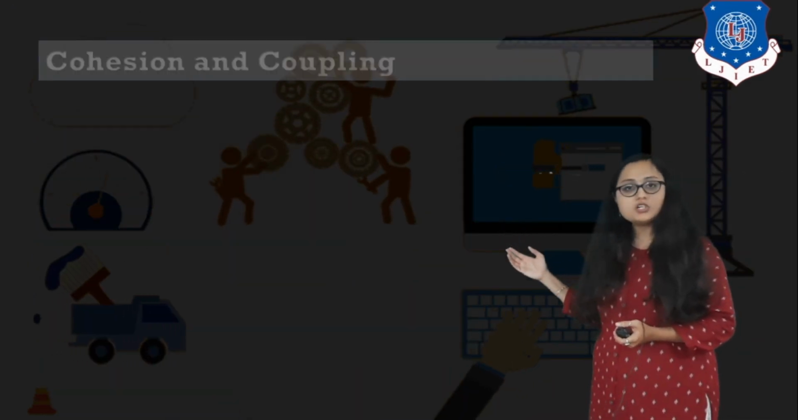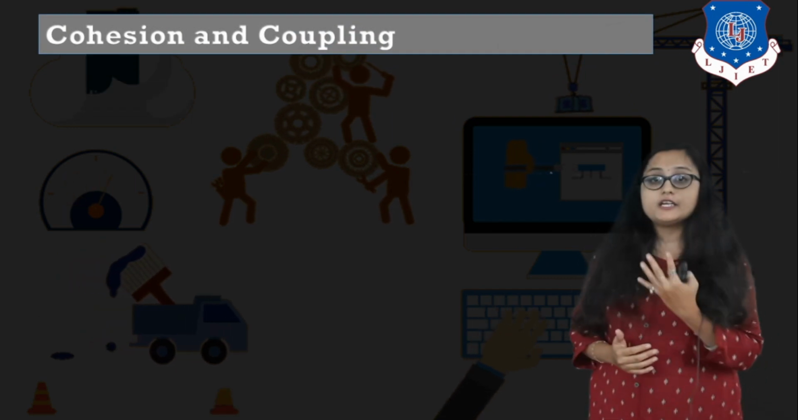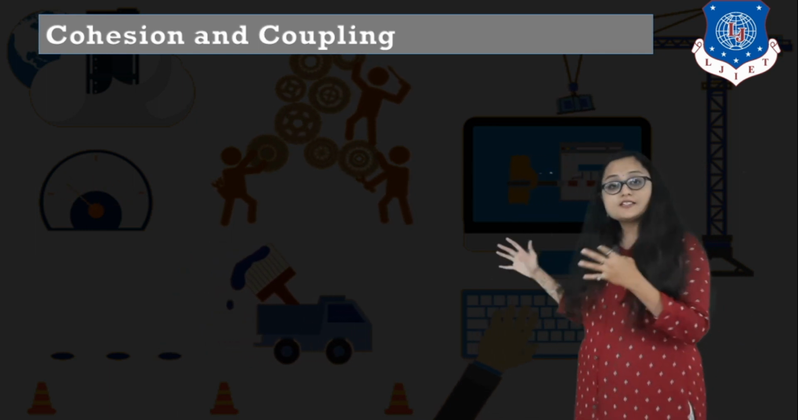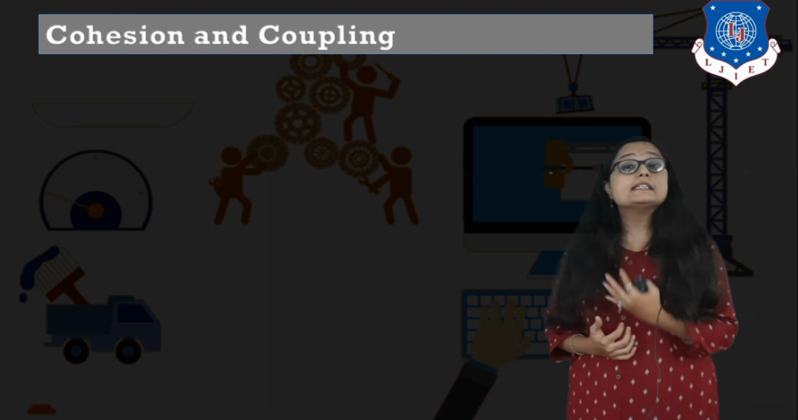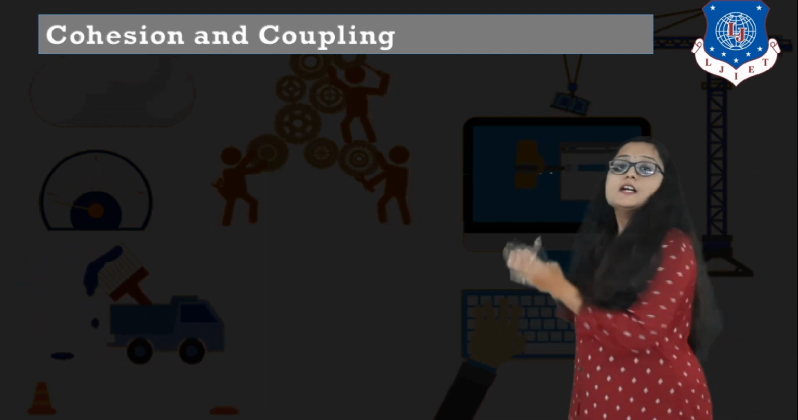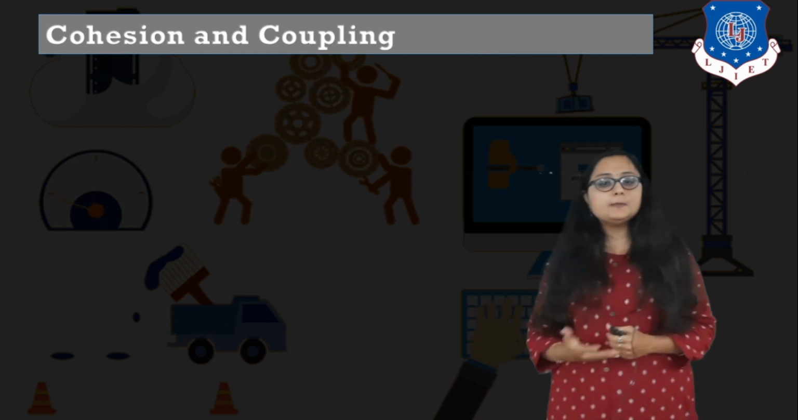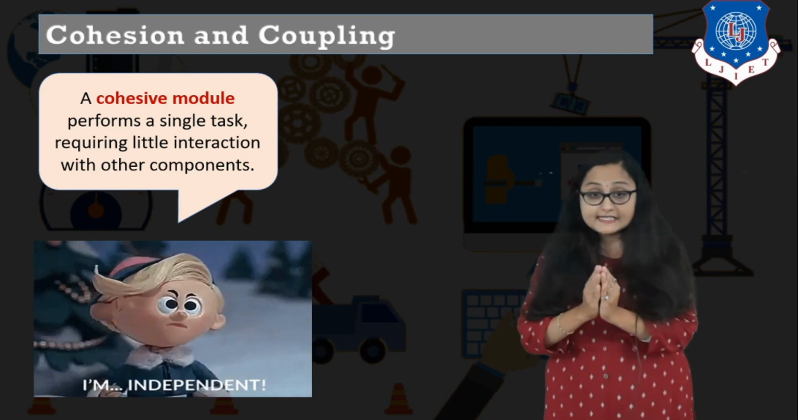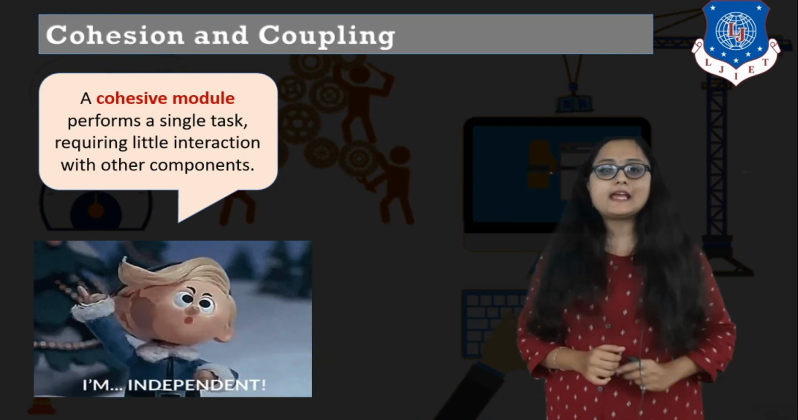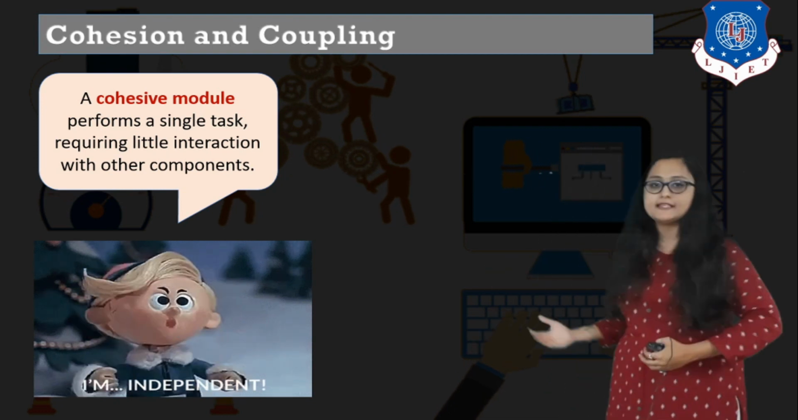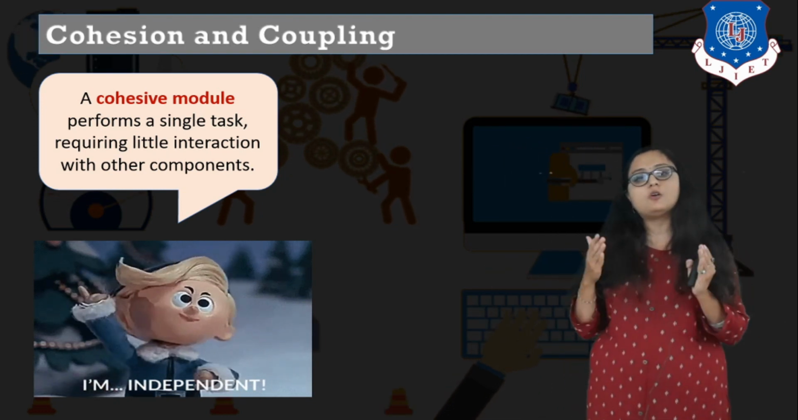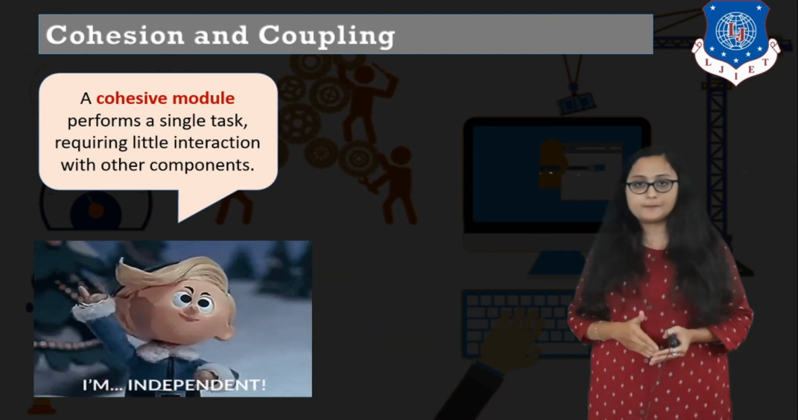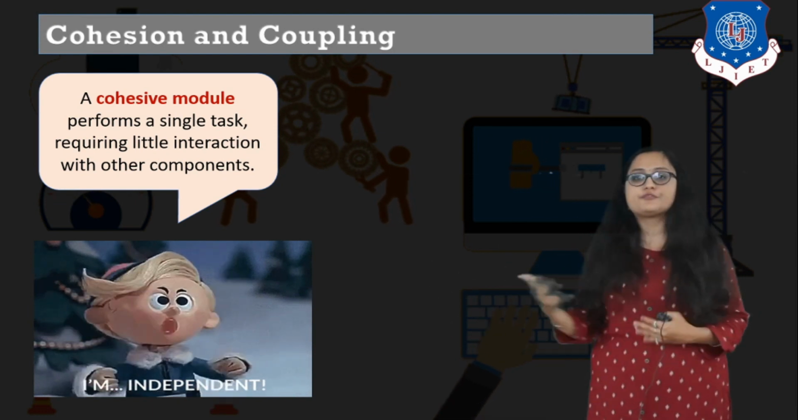Now after deciding which approach, that is either function oriented approach or object oriented approach, the next thing that we need to decide or understand is cohesion and coupling. Now what do you mean by cohesion and what do you mean by coupling? Basically a cohesive module performs a single task requiring little interaction with other components. What do you mean by that? Whatever software you are designing, the first thing that you will do is modularize the software. It means you will have a number of modules that are performing different tasks.